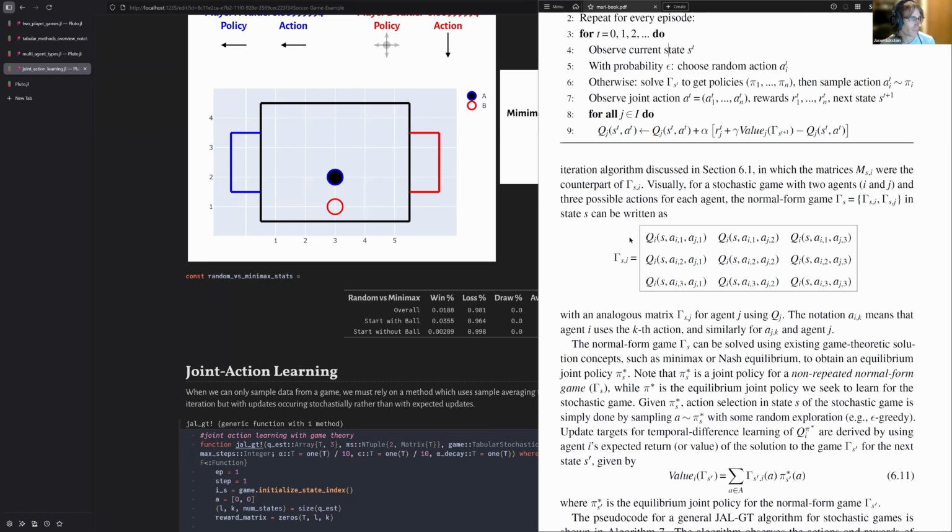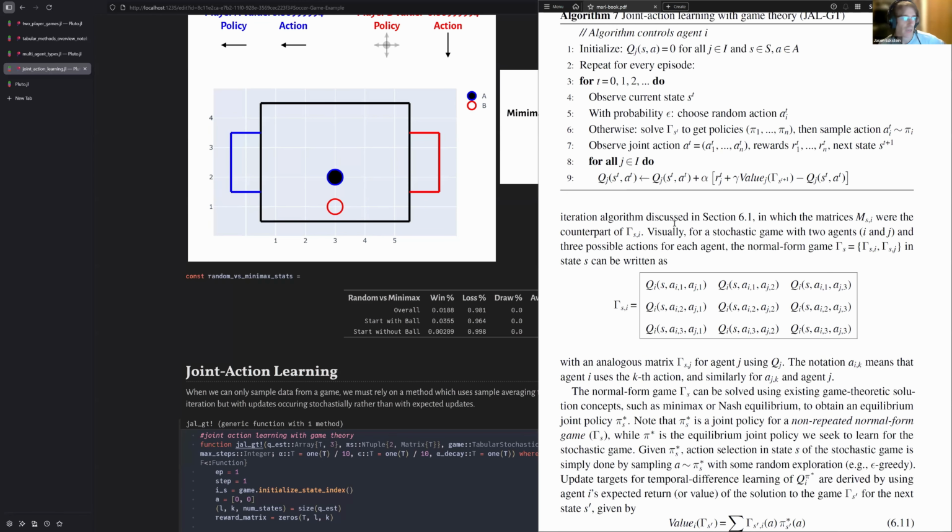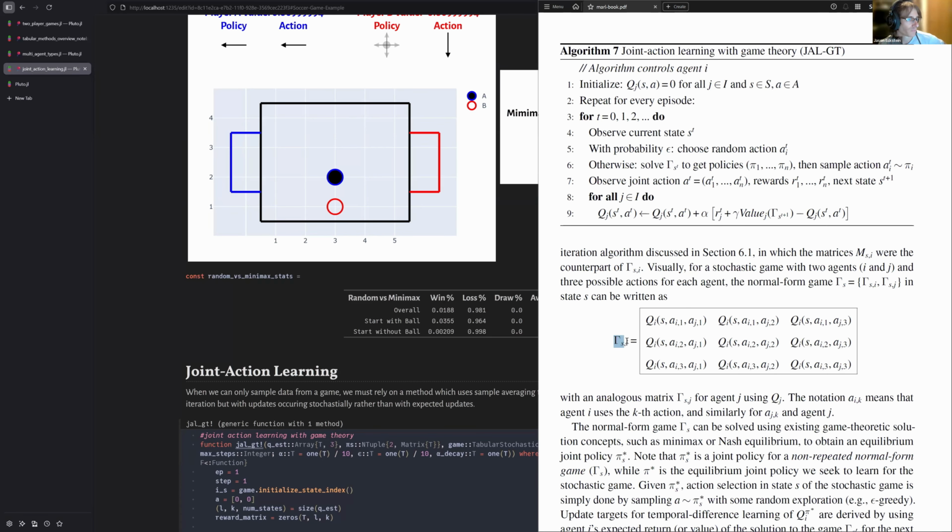But then we have these values, right? This is like the slice of the equivalent normal form game in the state, where here instead of the M values, these are the Q values that we're learning for the joint actions and for the particular state we're interested in. And then just like before, we treat this as a normal form game, and we apply this value step, where here we apply the game theory solution concept. Like in the soccer game, this would be calculating the minimax value, which we did with a linear program.